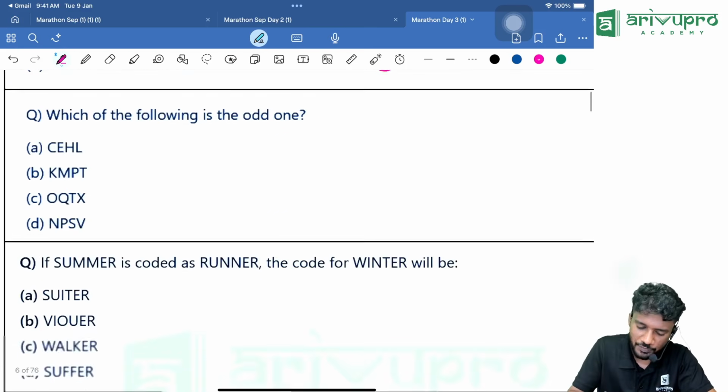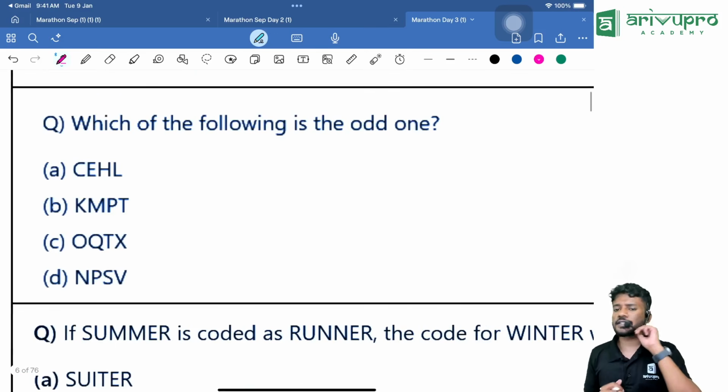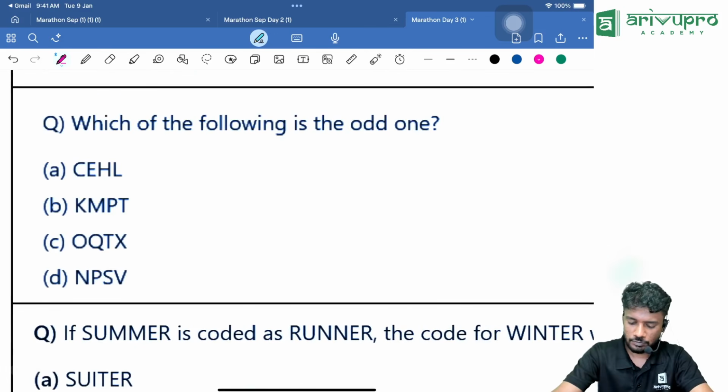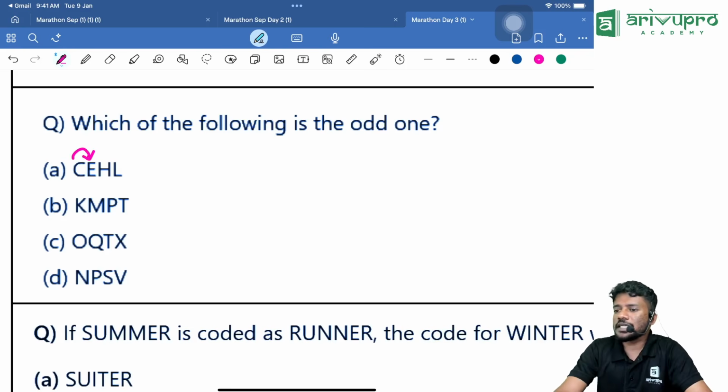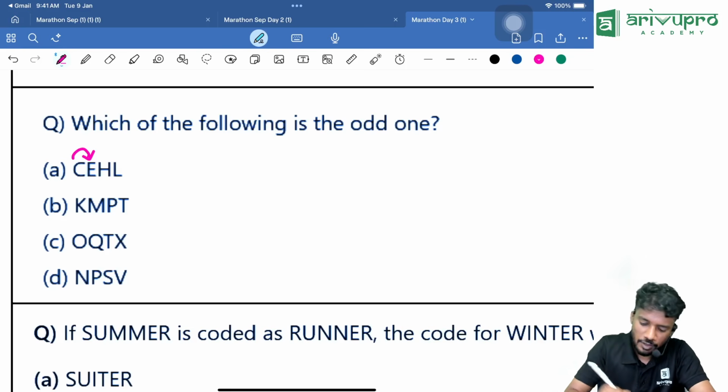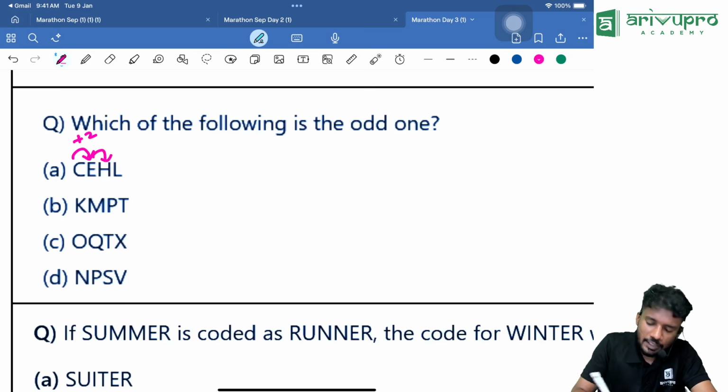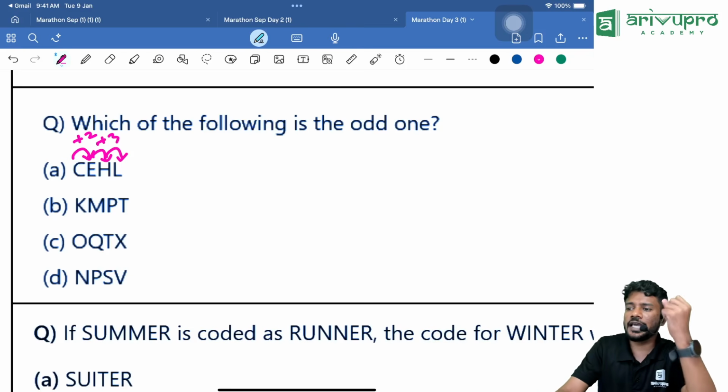It doesn't matter. Now, which of the following is an odd one? Different people are telling different things. We will check. C is becoming E. C plus what is E? Plus 2 is E. F, G, H, plus 3. H is becoming L. I, J, K, L, plus 4.